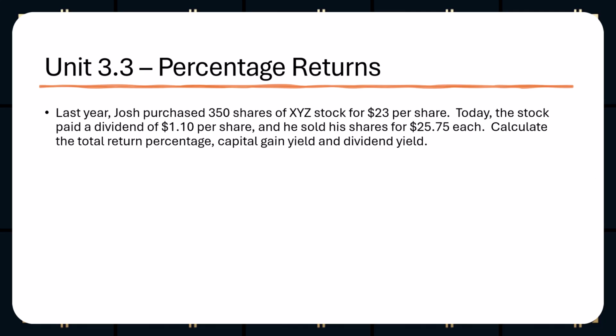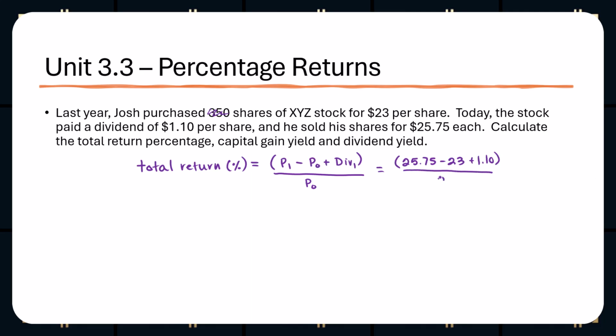We are now transitioning into calculating percentage returns. Let's go ahead and look at the equation. So for percentage returns, we take total return percent. We can't ignore the number of shares outstanding now in this problem. And our numerator will be the price that we sold it for minus the price that we paid for it plus any income that was received, all divided by the price that we paid for it. Again, we saw this in an earlier example when we were dealing with the number of shares and the dollar returns, but let's go ahead and write this out. So we have 25.75 minus 23 plus $1.10, all divided by 23.